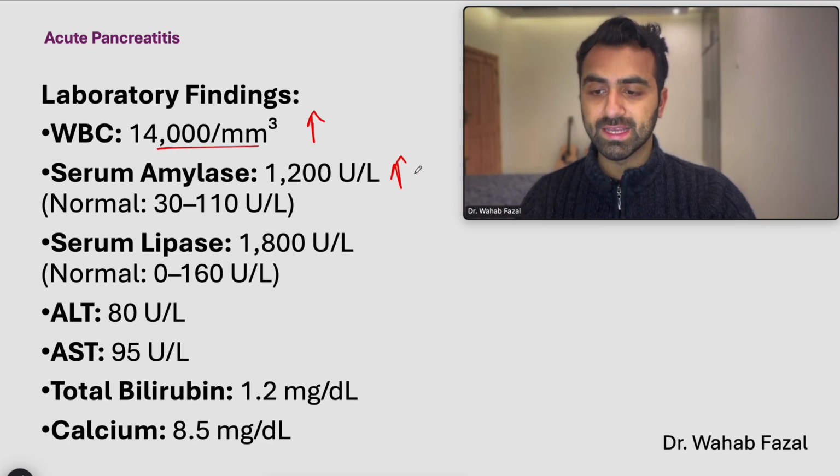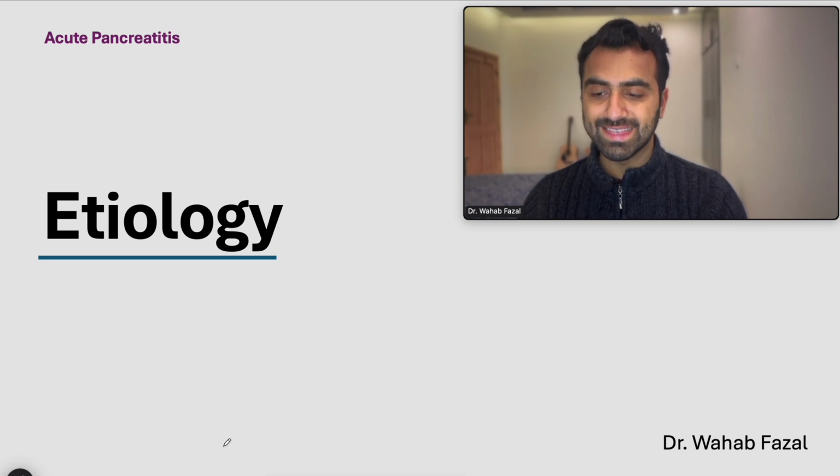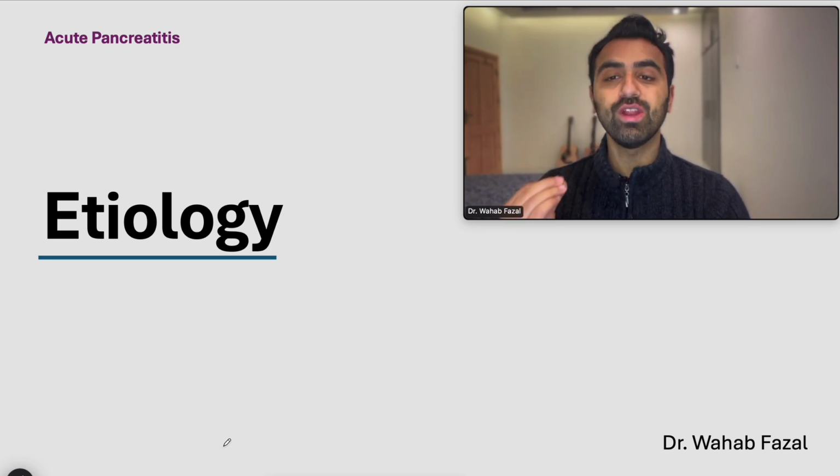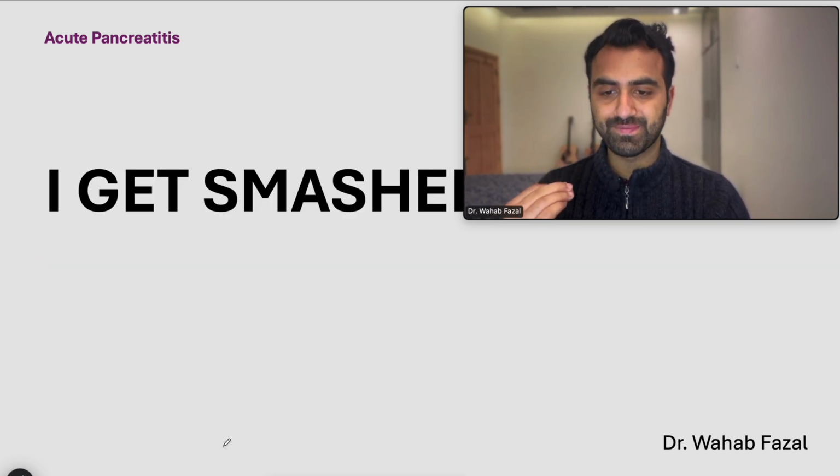Serum amylase is again up. Lipase is again up. ALT is slightly high, and so is AST. Total bilirubin is around 1.2 and calcium is 8.5. So let us start with the case itself. What is the etiology of acute pancreatitis?